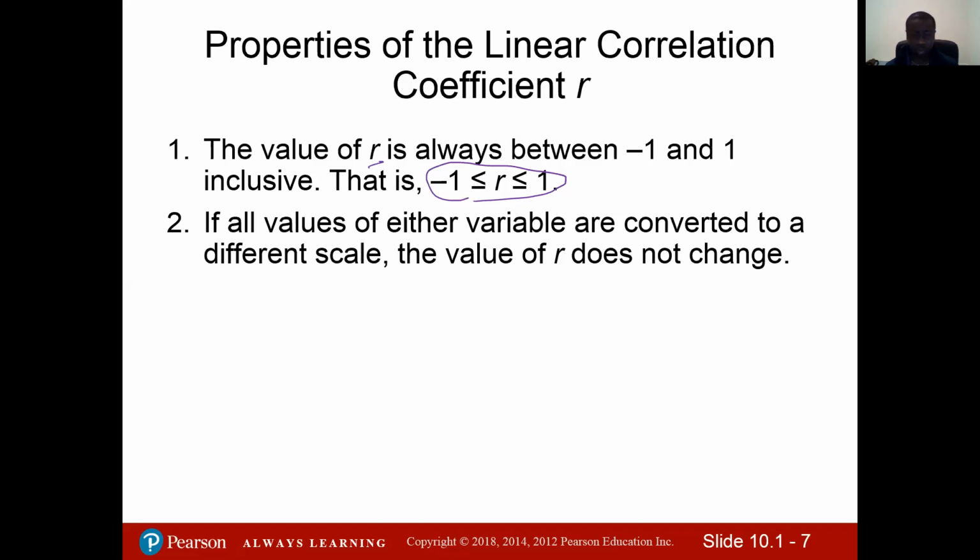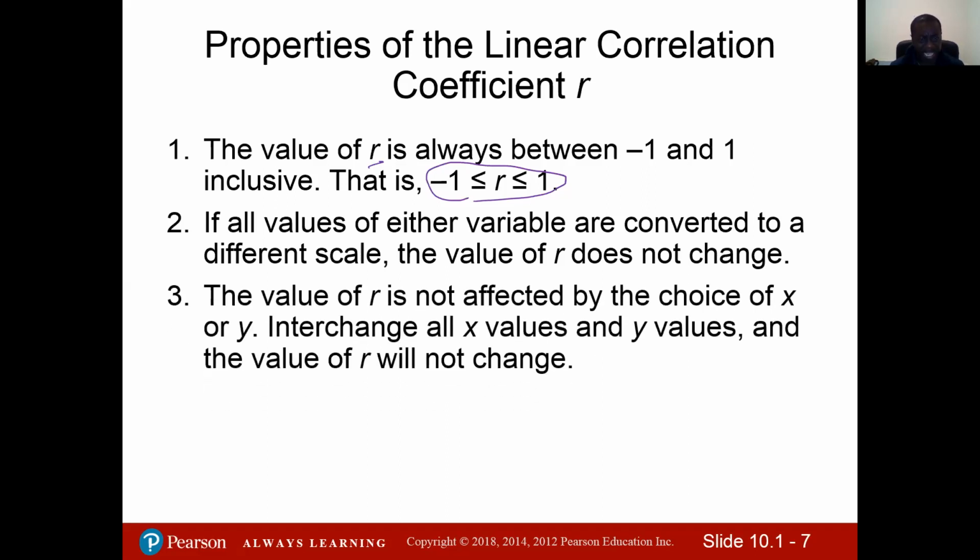Third, if you also switch the X and Y, the R you compute is going to be the same. The value of R is not affected by the choice of X or Y. You can swap the X values and Y values, and the linear correlation will not change.